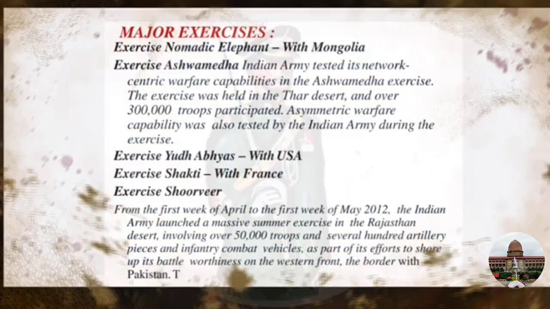Now let us talk about the major exercises conducted by the Indian Army, both bilateral and trilateral exercises. So the first is Exercise Nomadic Elephant, that is with Mongolia. Then Exercise Ashwamedha, where the Indian Army tested its network-centric warfare capabilities. And this exercise was held in the western region of Rajasthan, where more than 3 lakh troops participated. Then there is Exercise Yudh Abhyas with the USA, Exercise Shakti with France, and Exercise Shurveer, which was conducted in May 2012. So the Indian Army launched a massive summer exercise in the Rajasthan desert, which basically included 50,000 troops and several hundred artillery pieces.